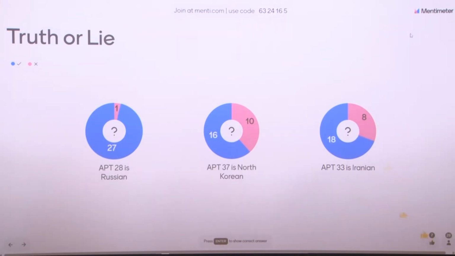So APT37 indeed is a North Korean group, and sometimes it is considered that this is also the same as the Lazarus group. They actually go after countries like South Korea, US. They have been found in India also. They are pretty resourceful, a very skilled set of hackers. APT33 is also correctly an Iranian group, right? So APT33 is an Iranian hacker group.